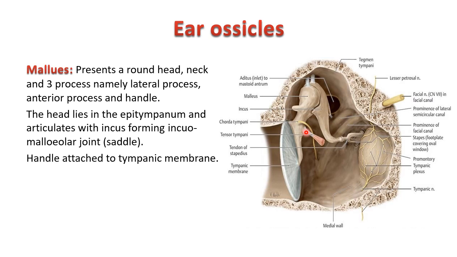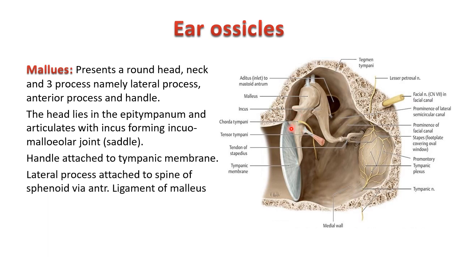And you have two more processes. One is the anterior process, and the other one is the lateral process. So to this lateral process, what you are able to see here, one ligament is attached, called the anterior ligament of the malleus. That will pass through the petrotympanic fissure and attach to the spine of the sphenoid. It's again considered as the upper continuation of the sphenomandibular ligament.